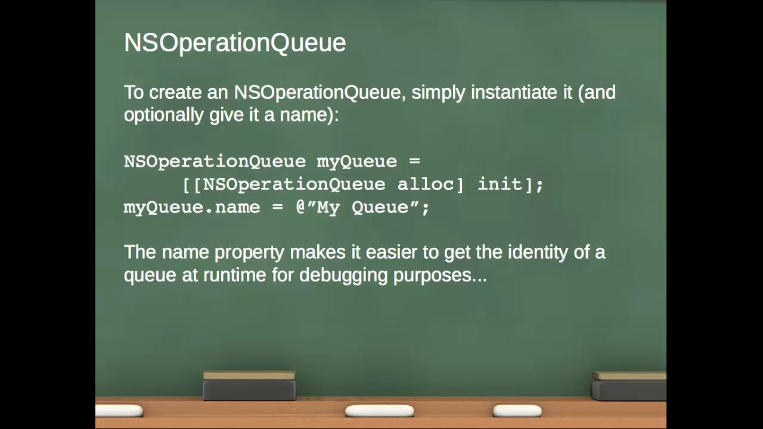The name property is cool because we can get the name of a queue that is running operations at runtime for debugging purposes, and we know which queue we're dealing with. We can also use that, queue with name, to add operations to the queue, but typically we simply add operations to a queue using, in this case, the myQueue object.